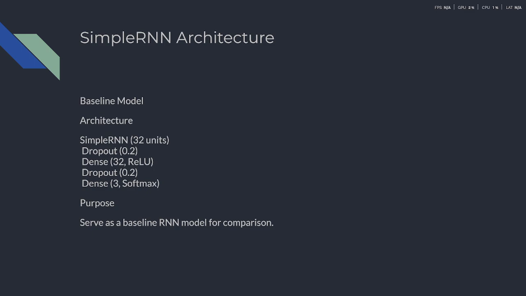Simple RNN architecture. The baseline model uses a simple RNN layer followed by dropout and dense layers with ReLU activation, ending with a softmax output layer.